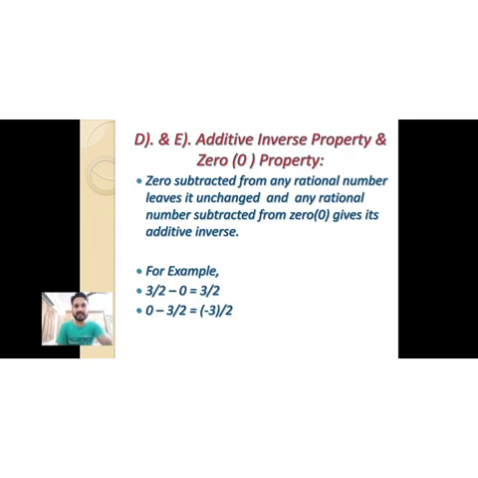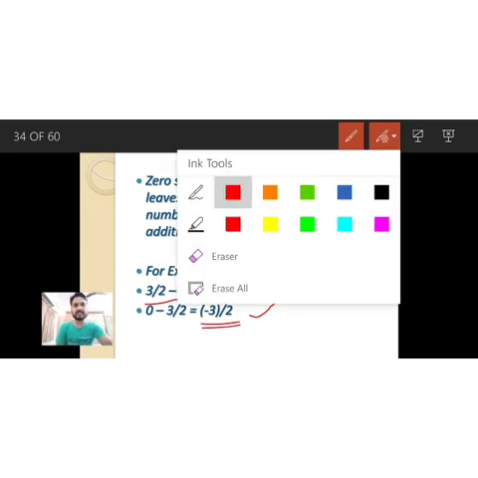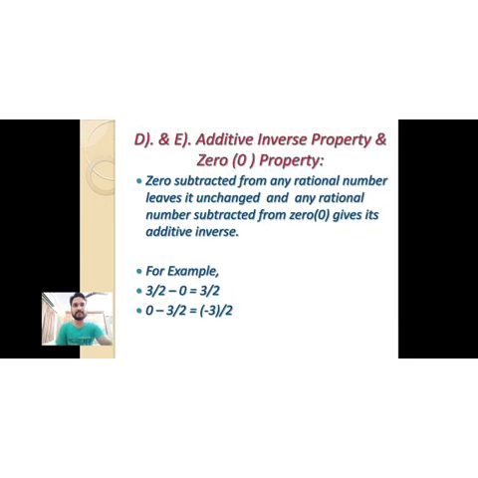a rational number minus 0, the answer is the same, or 0 minus any rational number, the answer is negative. That is, if 3 by 2 minus 0, the answer is itself. If 0 minus 3 by 2, the number changes, meaning the minus sign is there.